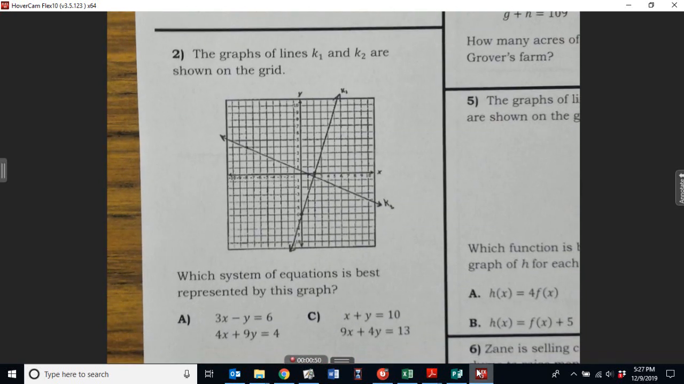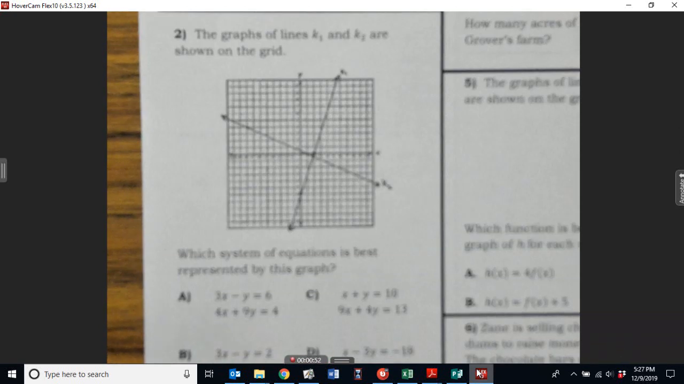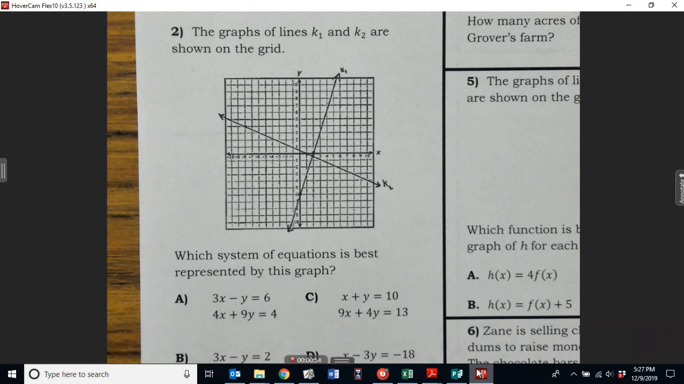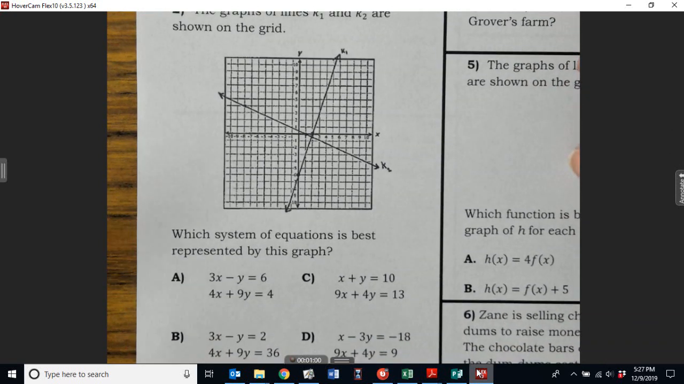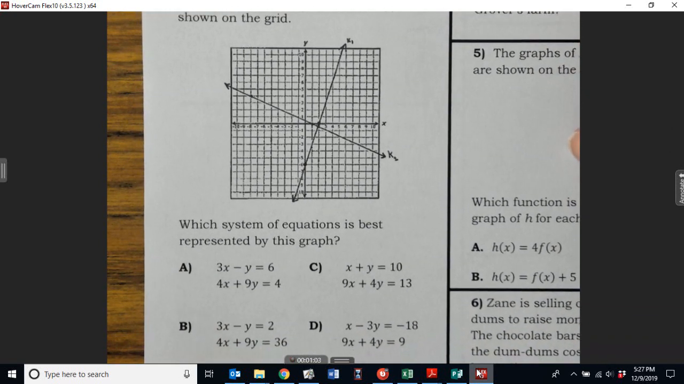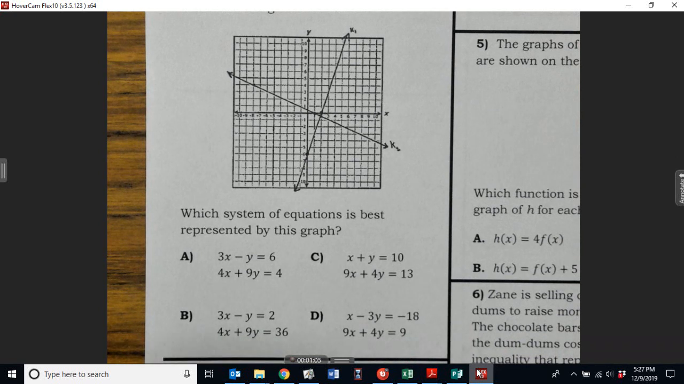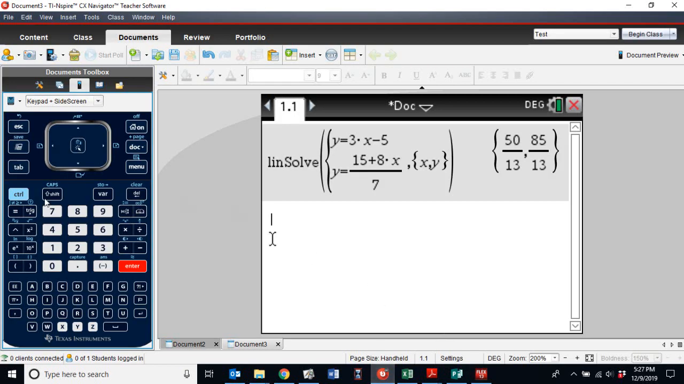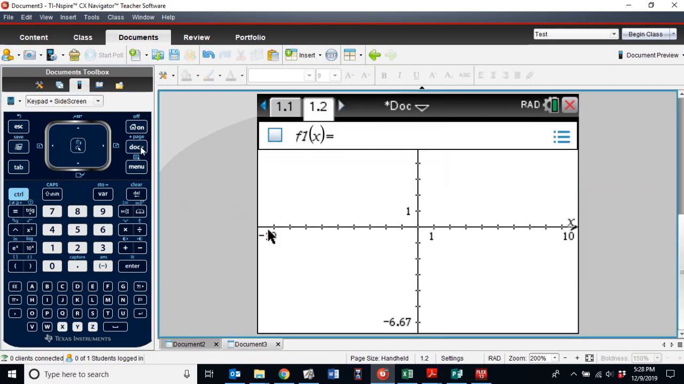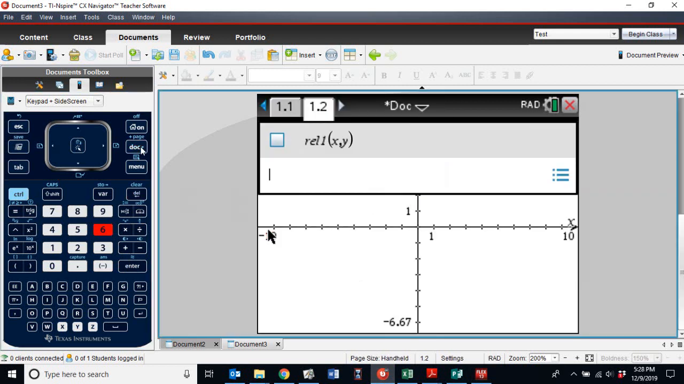Number 2, the graphs of lines K of 1 and K of 2 are shown on the grid. Which system of equations is best represented by this graph? And this one is similar to what was on your quiz the other day. And all you're doing is graphing these two equations to see which one matches. And so if I go to my calculator and I go to a graph page, I can delete the equal sign and pick a relation.